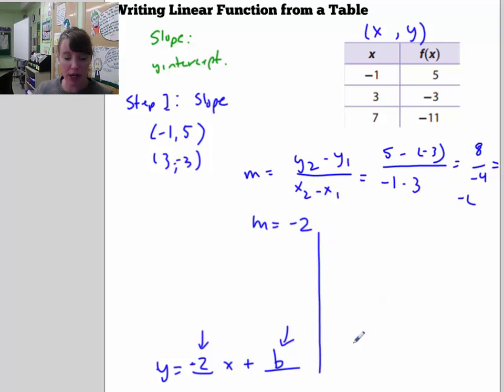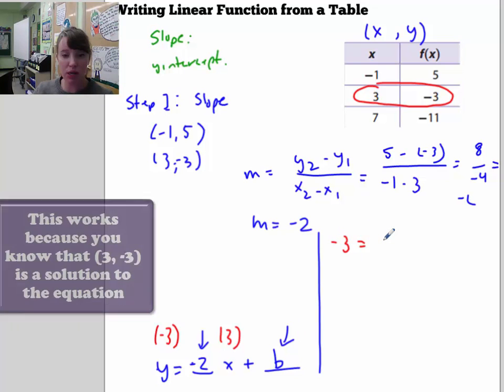Well, here's the trick. You're going to temporarily borrow one of these points. It doesn't matter which point. I'm just going to choose the one in the middle. It doesn't really matter which one. And I'm going to put this value in for y, so I'm going to put -3 in for y, and I'm going to put 3 in for x. And I'm going to pretend that I have everything in this equation except for my b, right? So I have -3 is equal to -2 times 3 plus b.